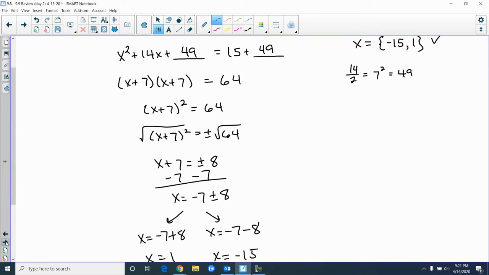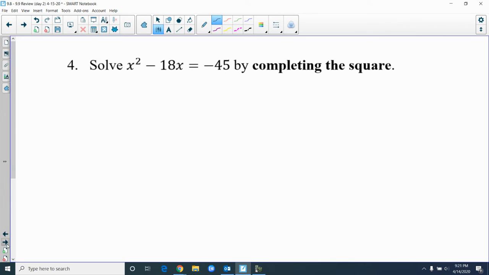All right, one more by completing the square. This one has a negative, like the very first problem we did, so you've got to be careful of that. The answers for number 4 are 3 and 15. So if you have those, you're good. When we go to do this, you get x squared minus 18x plus a blank equals negative 45 plus a blank.